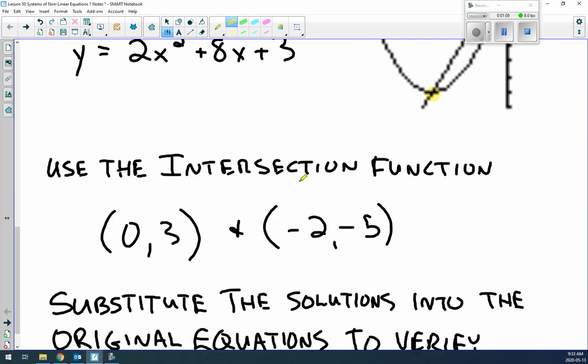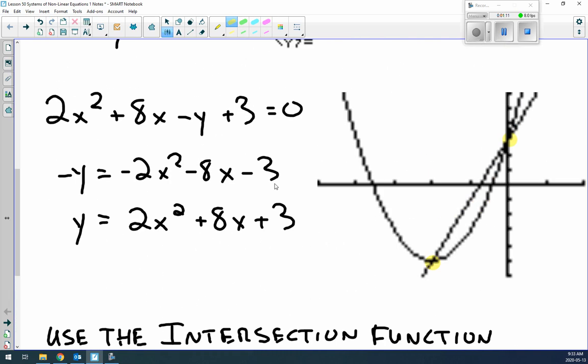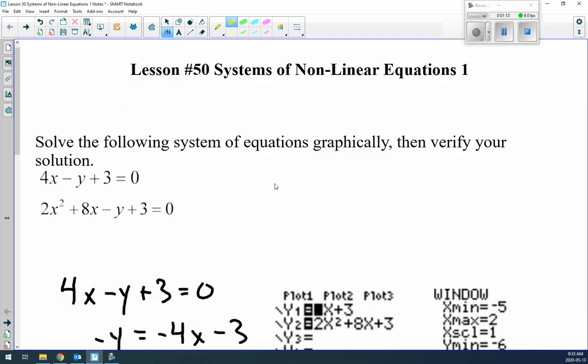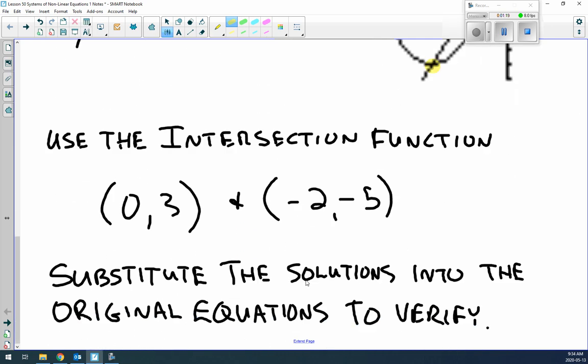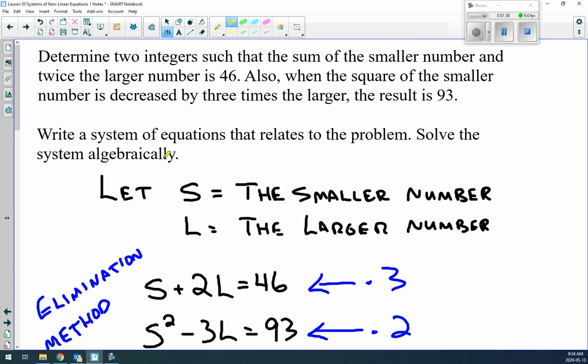So this system of equations has two solutions, right? (0, 3) and (-2, -5). There are going to be different situations, and you'll see this as we go along. If you wanted to check these, you substitute them back into the original equations, plugging in x and y, and just make sure the left side equals the right side. Okay, so flip the page, and you'll see a better example of what we're going to do algebraically.